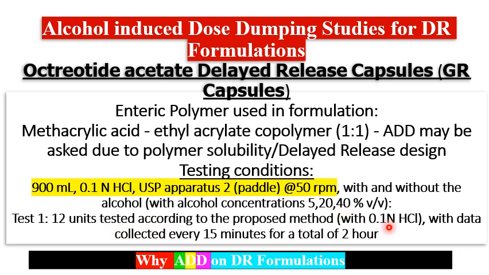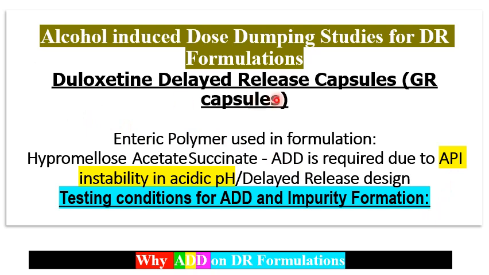Here also the data requirement is similar to the previous example of posaconazole tablets. 12 units data to be generated, and data to be collected every 15 minutes for a total of 2 hours. The 2 hours is considered taking into account the gastric emptying time. Another example is duloxetine delayed release capsules, or gastro-resistant capsules.